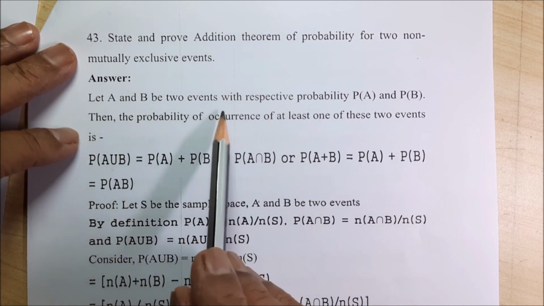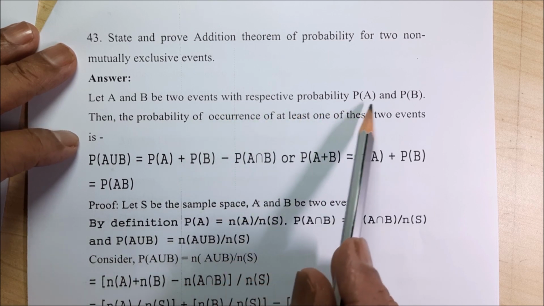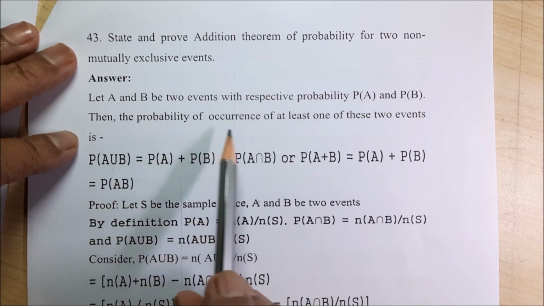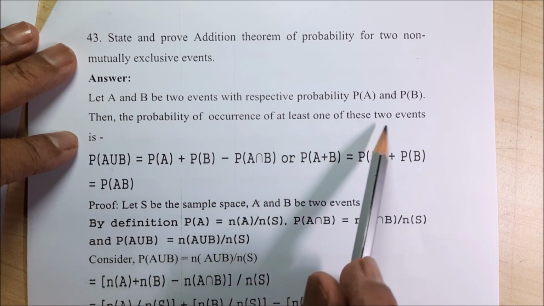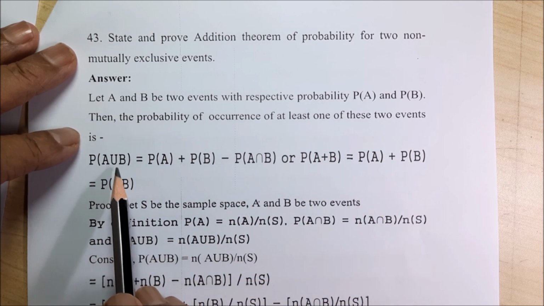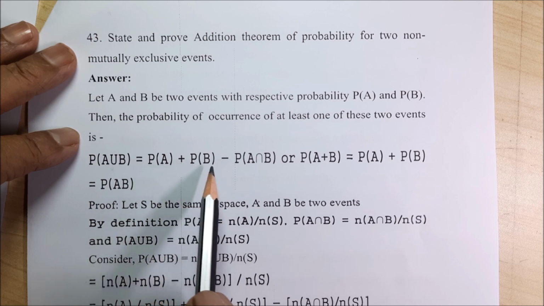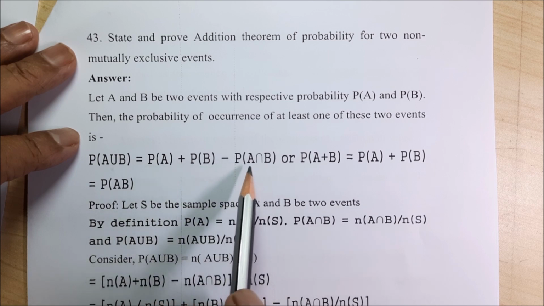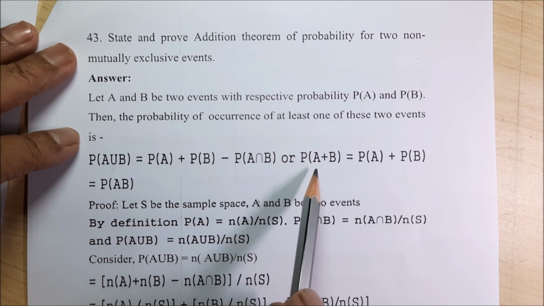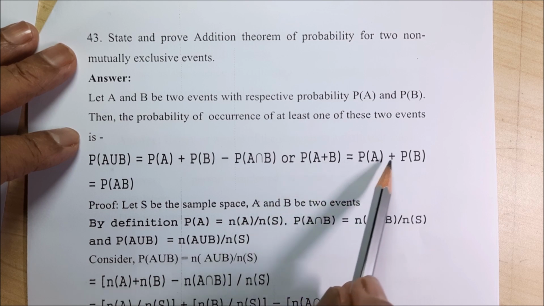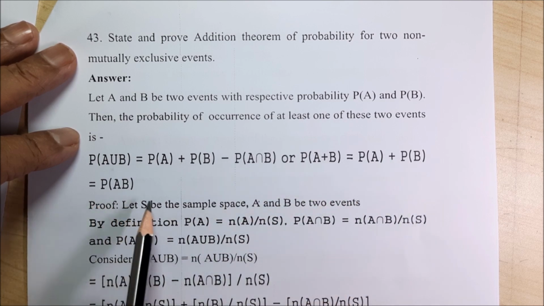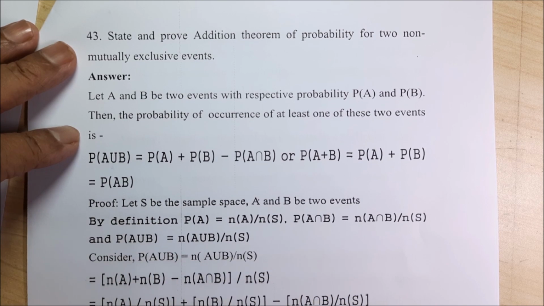Let A and B be two events with respective probabilities P(A) and P(B). Then the probability of occurrence of at least one of those two events is P(A union B) is equal to P(A) plus P(B) minus P(A intersection B), or P(A plus B) is equal to P(A) plus P(B) minus P(AB). This is the theorem. I cannot change it.